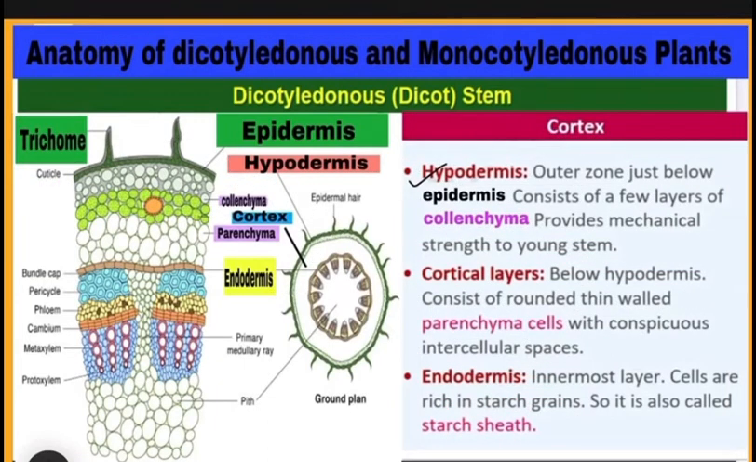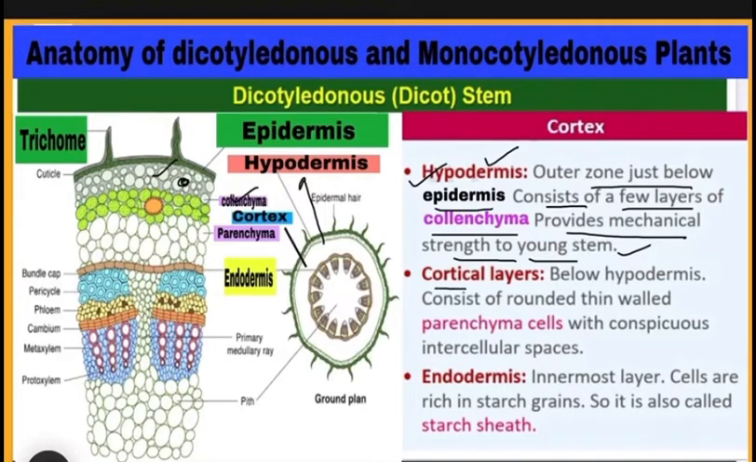Hypodermis, the outer zone just below epidermis, is hypodermis. Clear? It is just next to epidermis. It consists of few layers of collenchyma. All these cells are collenchyma cells, and they provide mechanical strength to young stem. इनका मेन फंक्शन है मैकेनिकल स्ट्रेंथ प्रोवाइड करना to young stem.